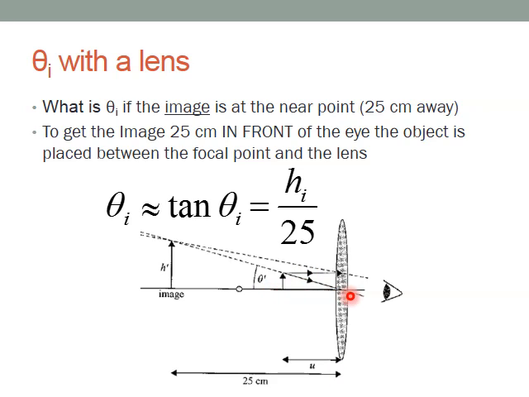Now, the actual object itself is a lot closer than 25 centimeters, but the image, what we're actually looking at, or what we think we're looking at, is 25 centimeters away from our eye. So we can do the same thing. We can draw this angle here, and the tangent of the angle that subtends the image, theta I, is equal to hi over 25, and we can do the same substitution.